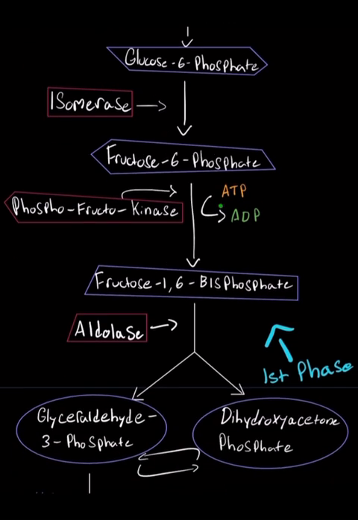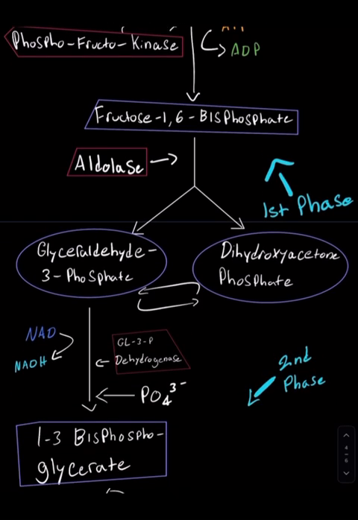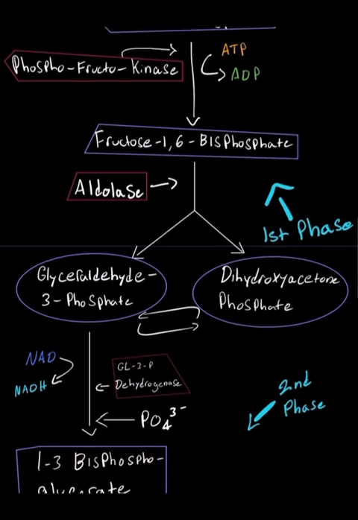Right after that, fructose 6-phosphate gets converted to fructose 1,6-bisphosphate. We are using energy in this, so phosphofructokinase is going to take that phosphate group, which is going to allow for the conversion of fructose 6-phosphate to fructose 1,6-bisphosphate. After that, fructose 1,6-bisphosphate is going to break down into glyceraldehyde 3-phosphate and dihydroxyacetone phosphate via the enzyme aldolase. This is the first phase of glycolysis.